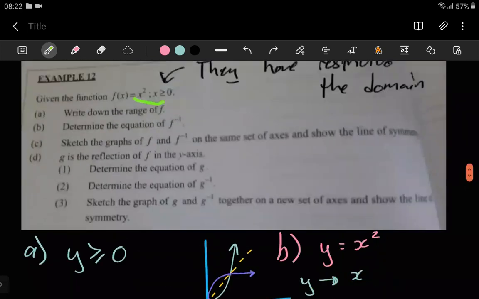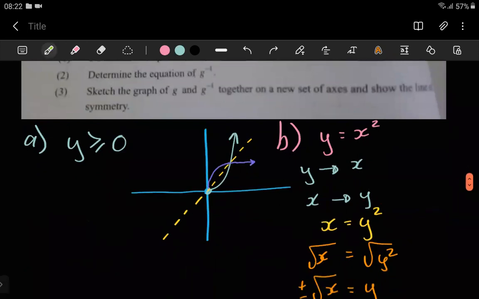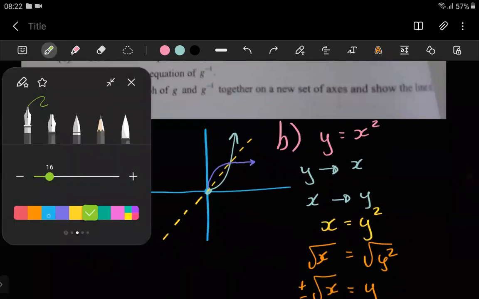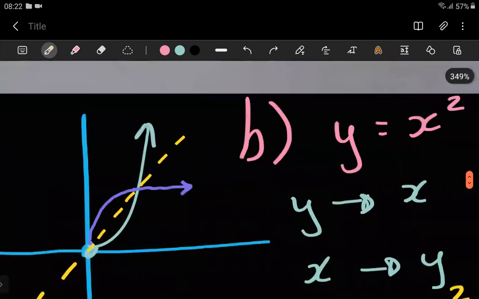So for C, they want us to sketch the graphs of f and the inverse on the same set of axes, show the line of symmetry. We've already done that, and you might as well do it also for yourself long before they ask for it. You can even do it somewhere in your answer sheet, because it will always help if you have it beforehand, even to answer your questions better.